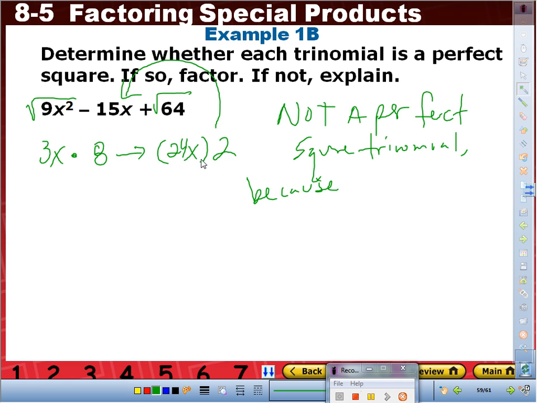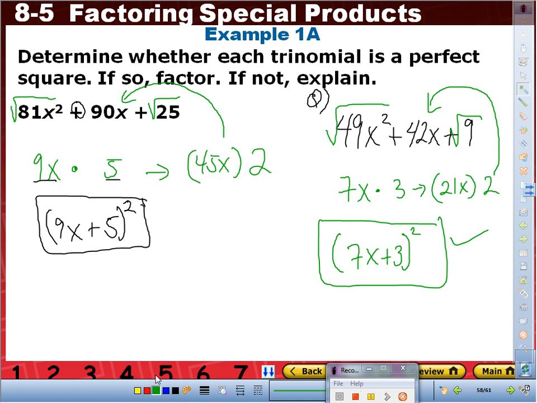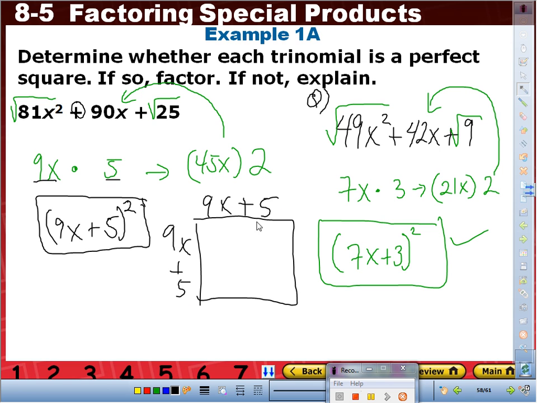And let me show you why we need to multiply times 2. Everybody look up. Watch. Look at this one. If I was to check this, pens down, please. I write 9x plus 5 times 9x plus 5. Are we there so far? Do you agree with what I've been doing so far? Yes, because it's a perfect square. So 9x times 9x, that's 81x squared. 9x times 5, that's 45x. 9x times 5, that's 45x. 5 times 5, that's 25.